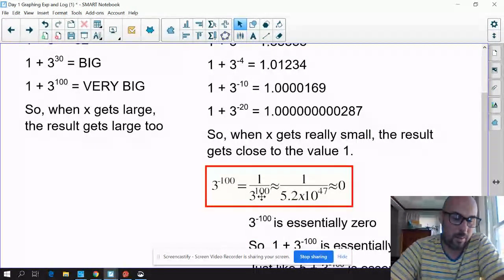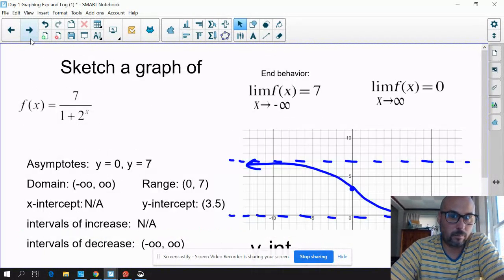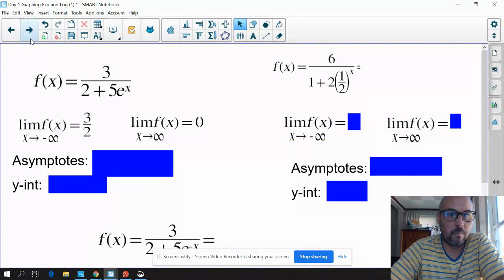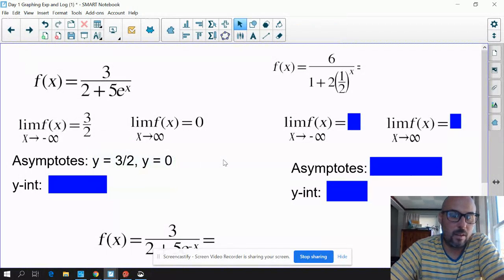Here, 1 divided by 3 to the 100th is 0. But even if I replaced 1 with like 5,000, 3 to the 100th completely overpowers 5,000. It would still be 0. You're dividing by such a huge number, it's essentially 0. And then if you have your end behavior, you've got your asymptotes.